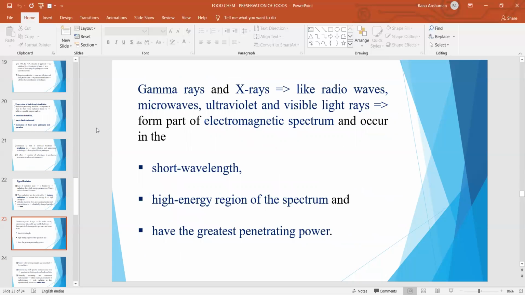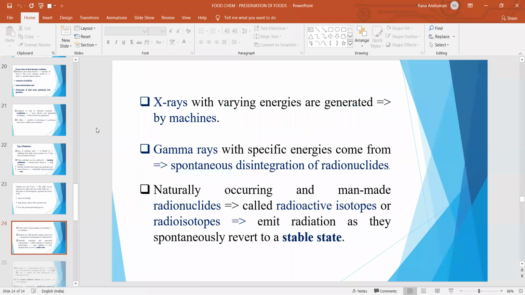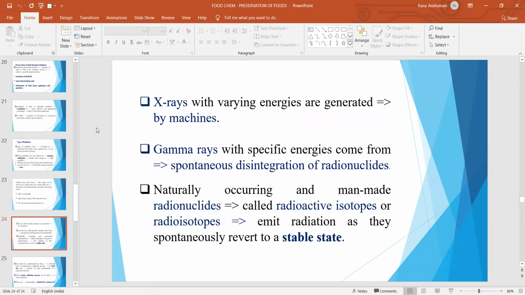Gamma rays and X-rays, like radio waves, microwaves, ultraviolet and visible light rays, form part of the electromagnetic spectrum and occur in the short wavelength, high energy region of the spectrum and have the greatest penetrating power. X-rays with varying energies are generated by machines. Gamma rays with specific energies come from spontaneous disintegration of radionuclides, naturally occurring and man-made.